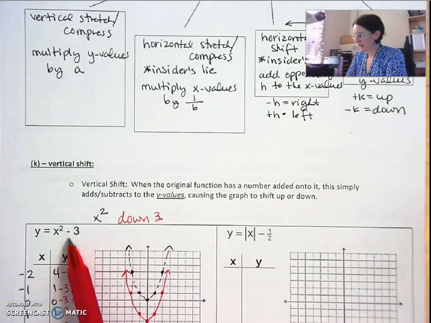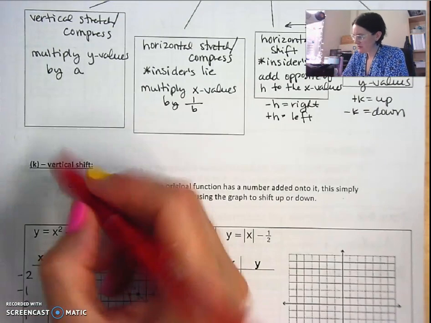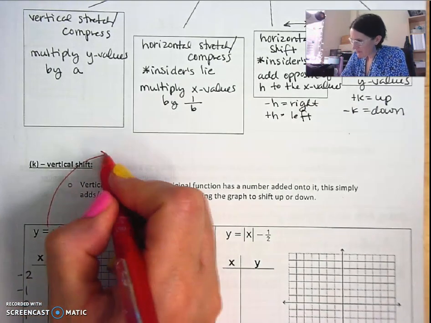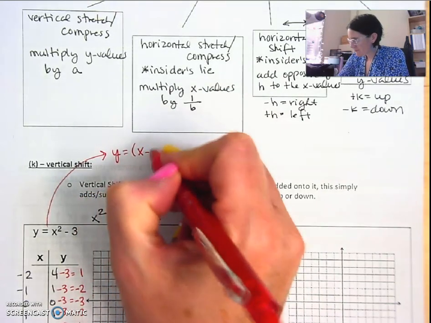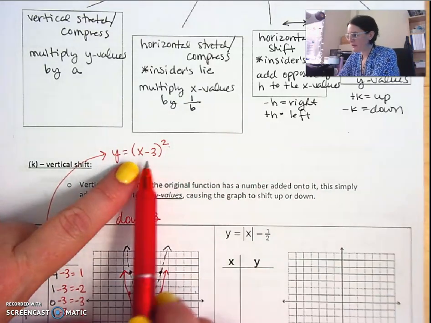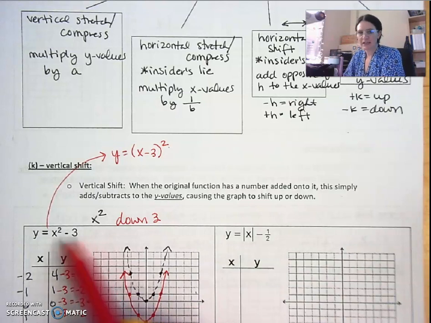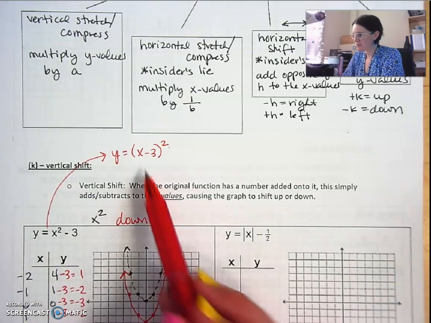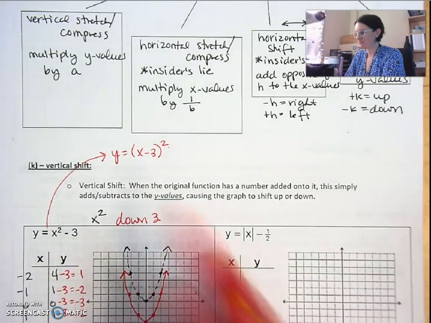And real quickly, I want to say what it would have looked like if I had had a -3 that was inside the function. Then that would have been a horizontal shift. So here's a different problem, just so you can see the difference. The original function is still an x squared, but now there's a -3 inside with the x. This other minus 3 is outside the function of x squared. So this would be a horizontal shift to the right 3. This is a vertical shift down 3.